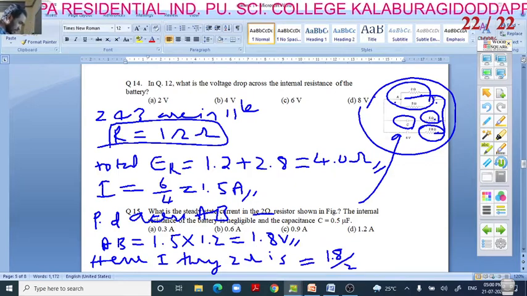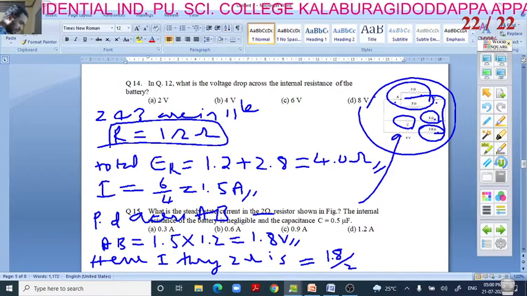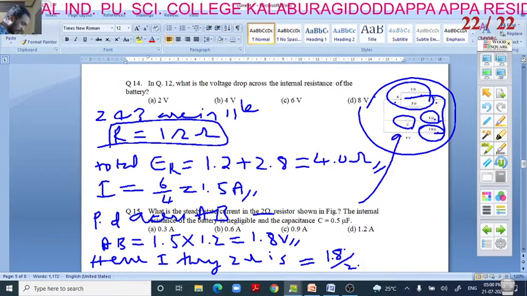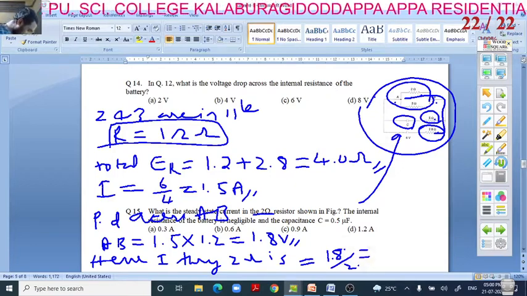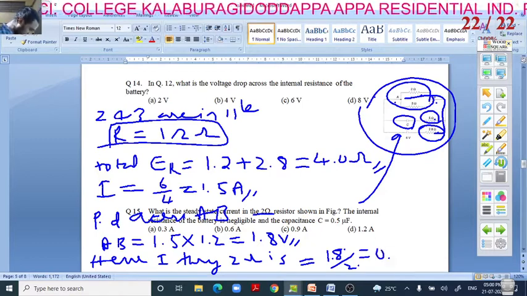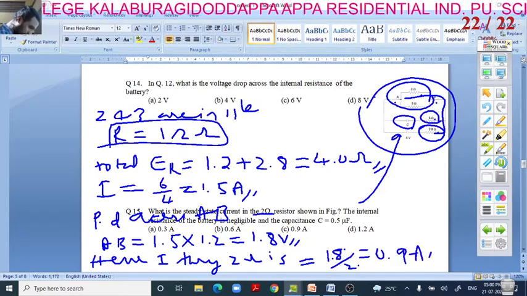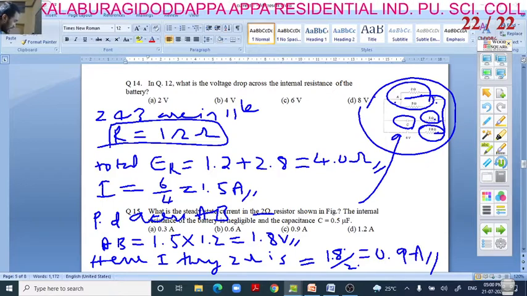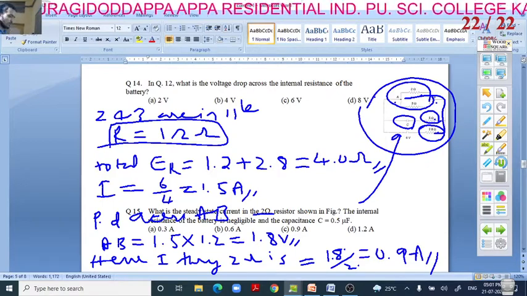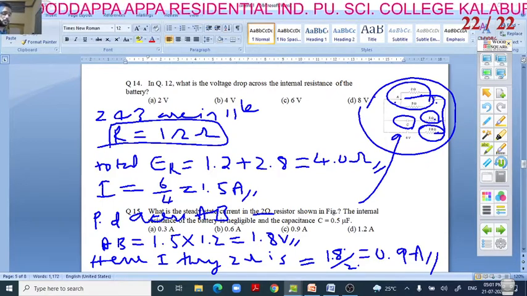Voltage, current is equal to this voltage divided by resistance. That is equal to how much we got? 0.9 ampere. This is the current through the 2 ohm. To find the current, I is equal to V by R.